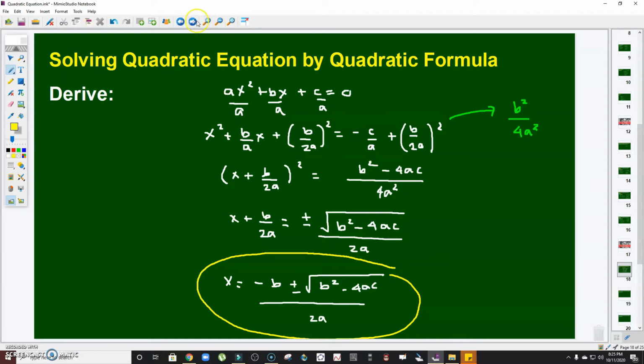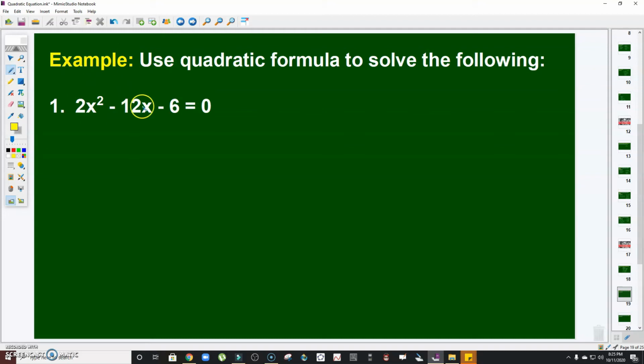Okay, so let's have example number 1. Actually, this is the same problem as in my previous video, but I solved it using completing the square. Throughout the 3 problems, we will show that we get the same answer, definitely, if you apply the quadratic formula. To solve this one, we can further simplify by dividing both sides by 2. So that will become x squared minus 6x minus 3 equals 0. Therefore, let's assign: clearly, a is 1, b is negative 6, and c is negative 3.